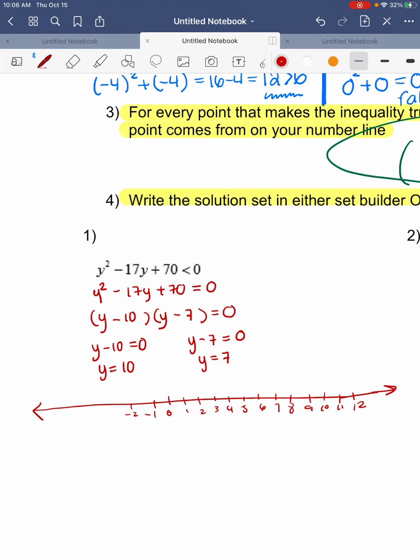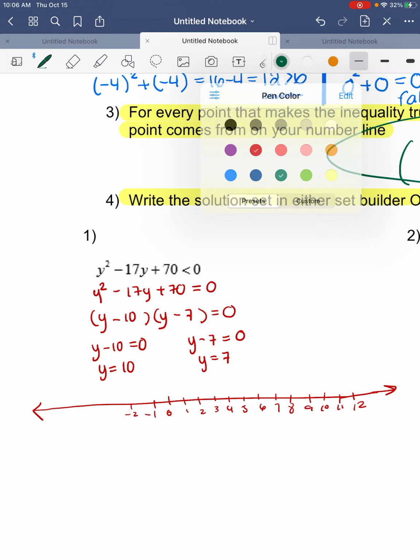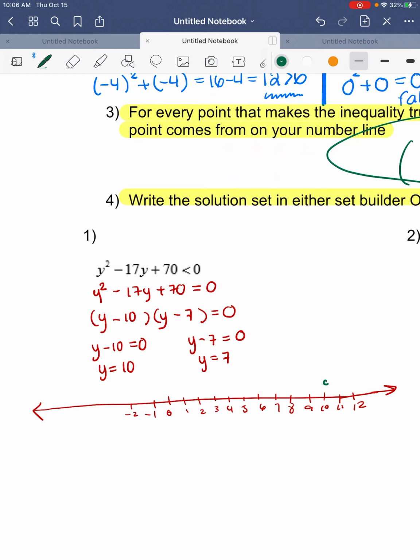Okay, this is my number line. I got 10 and I got 7. I'm just gonna have dots on 10 and dots on 7. And then I'm gonna choose some numbers in each of the regions. So I'm gonna choose a number from that region. 0 is in that region, so I'm gonna use 0 because it's easy.